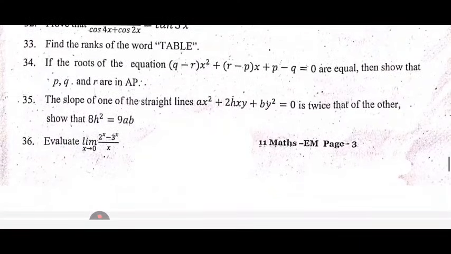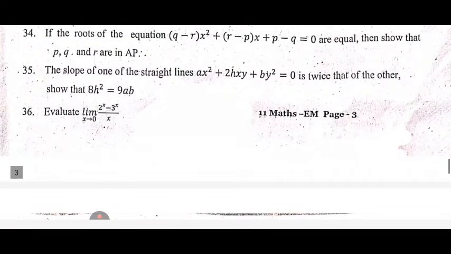So students, mark this one. 35, the slope of one of the straight lines ax² + 2hxy + by² = 0 is twice that of the other. Show that 8h² = 9ab.